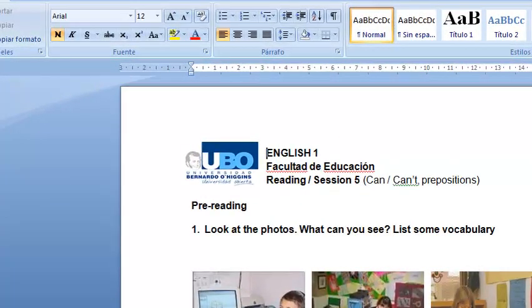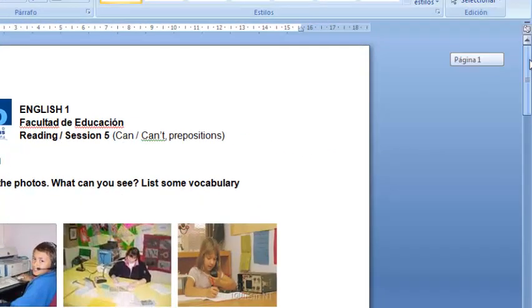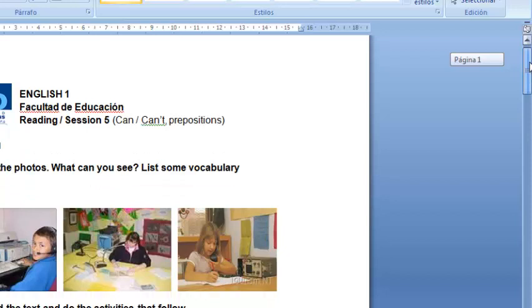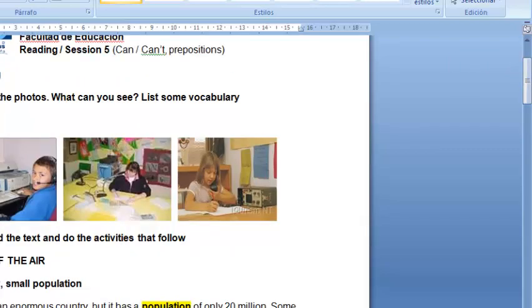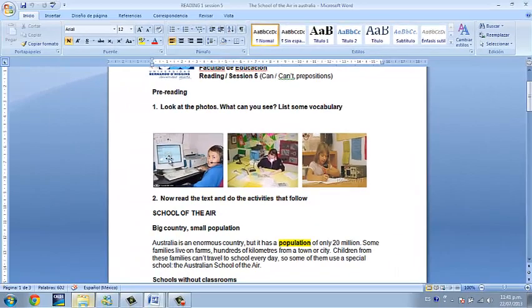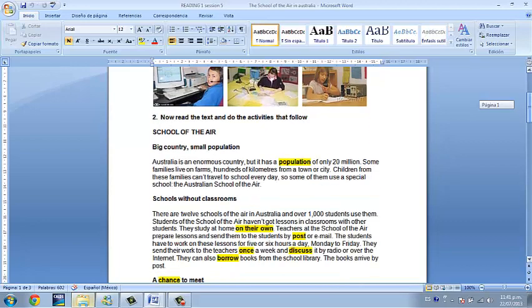Here, for example, in reading session 5, which is going to be mainly focused on the uses of can and can't and prepositions, in the pre-reading activity they need to look at the pictures. What can you see? And here you could apply brainstorming, or just let them write what they are being shown. For example, here they would be saying computer, keyboard, student. Here, table. Here is a radio, and so on.